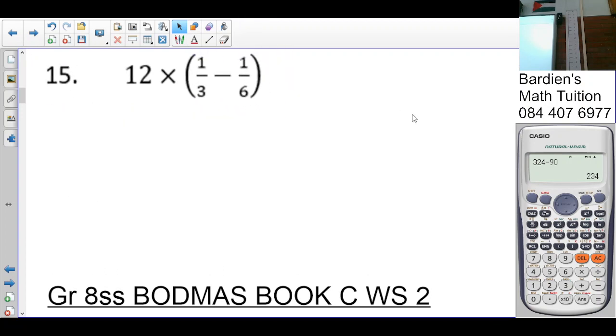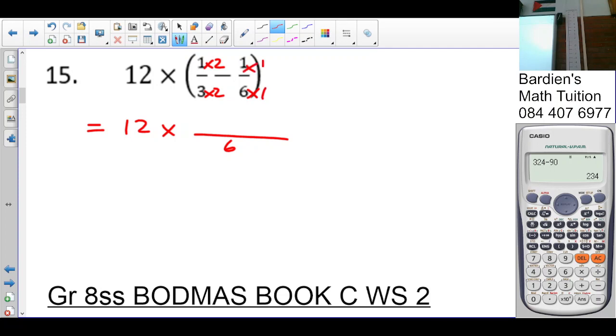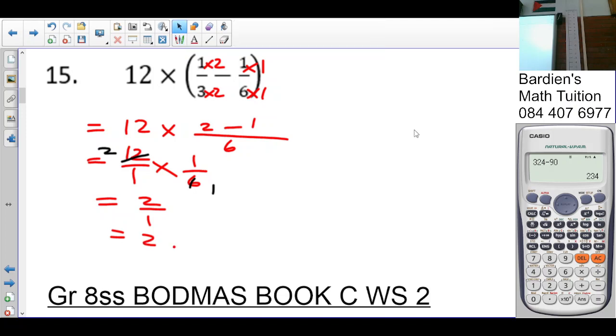Number 15. What needs to be done first? The bracket. What's the LCM inside the bracket? 6. You see I can drop. When can I drop the bracket? There's one number in the brackets. Okay. In one term. So 3 times what is 6? 2. 6 times what is 6? 1. 1 times 2 is 2. 1 times 1 is 1. So that is 12 over 1 multiplied by 2 minus 1. 1 over 6. 6 goes into 6 once. 6 goes into 12. 1 times 2 is 2, which is 2. Any issues there? No. Carry on.